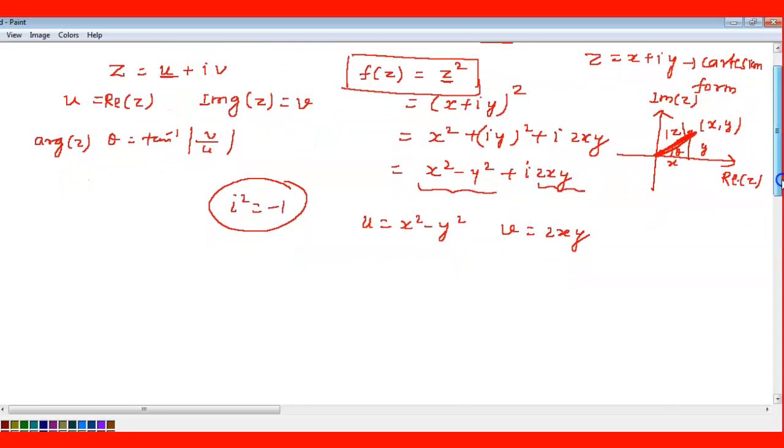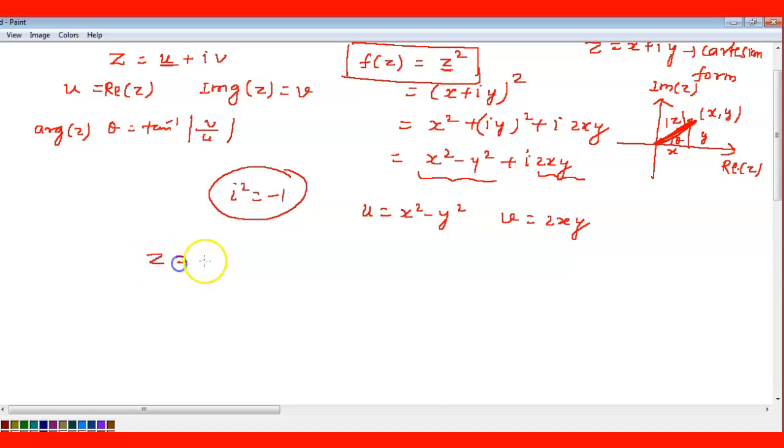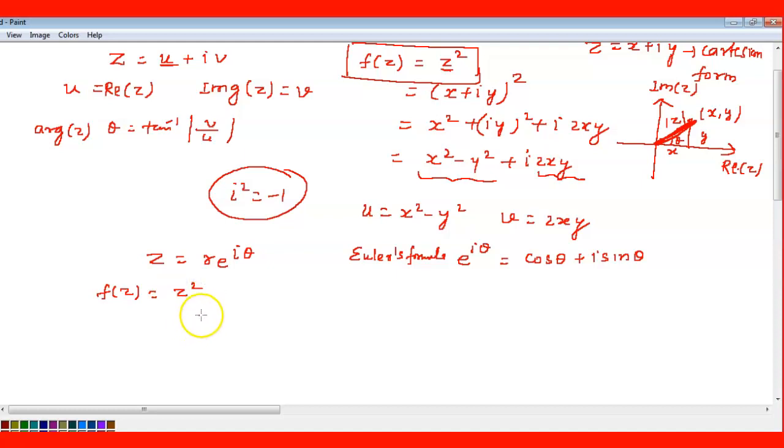In polar form, z is equal to r into e to the power of i theta. And e to the power i theta is equal to, this is Euler formula, e power i theta we can write cos theta plus i sin theta. Getting here? So consider the same question, f of z is equal to z square, and you want to find the real part and imaginary part by using the polar form. This is the polar form, right?